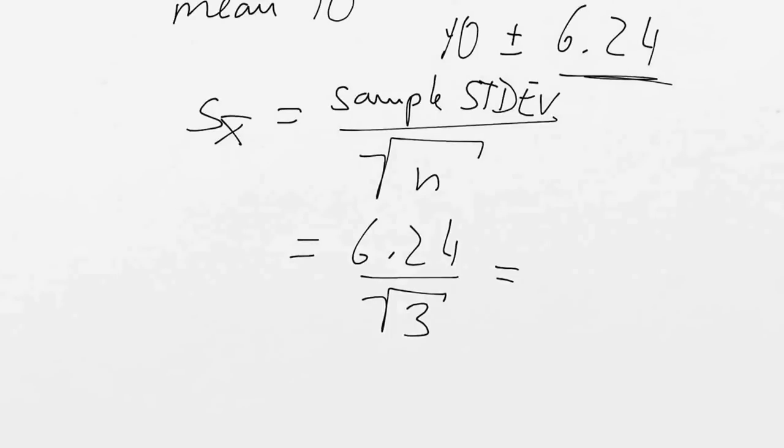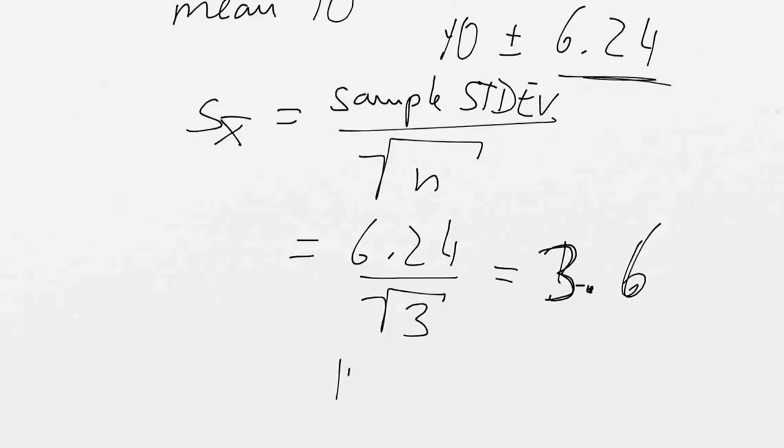say again? 1.97. Oh, yeah, sorry. You gave me the square root of 3. Yeah. So that's 3.6. Hey, tell you what, 3.6 looks much friendlier than 6.24. So I can give this result as 10 plus minus 3.6.